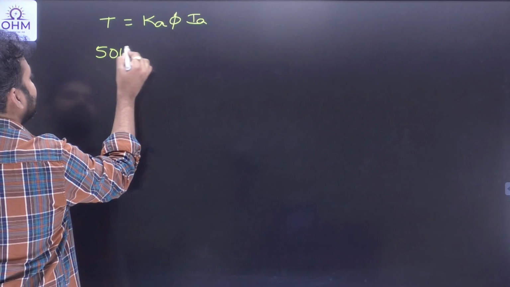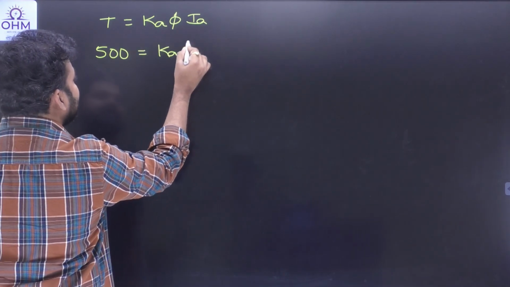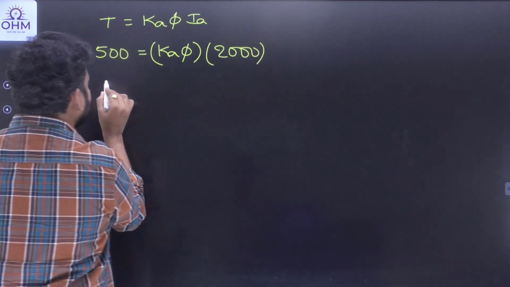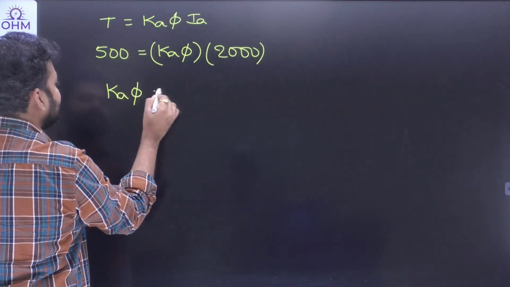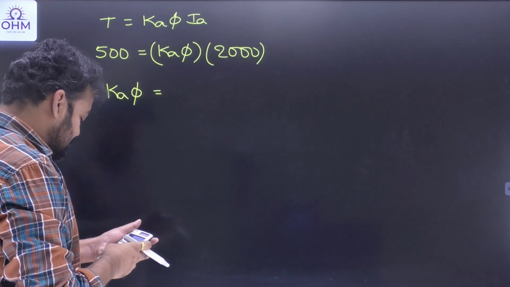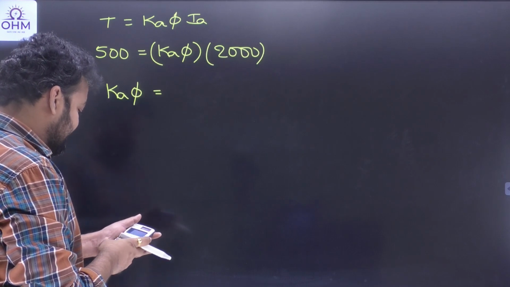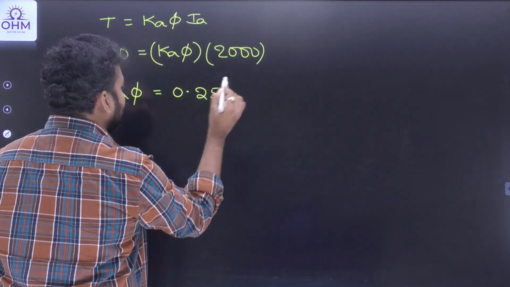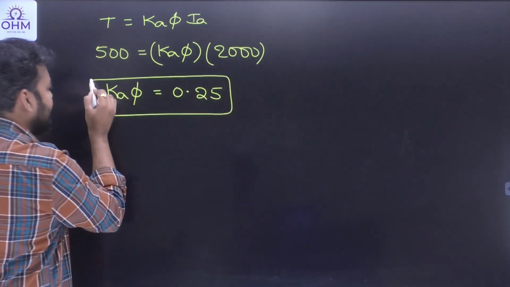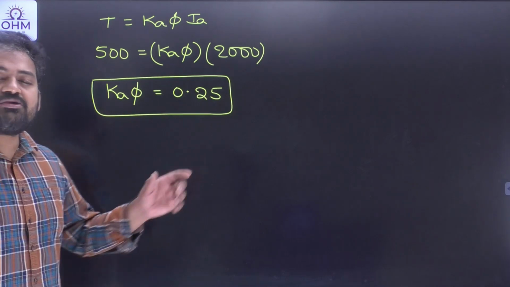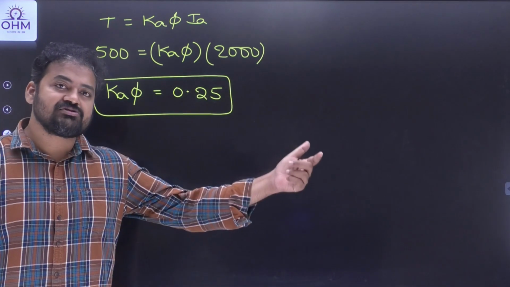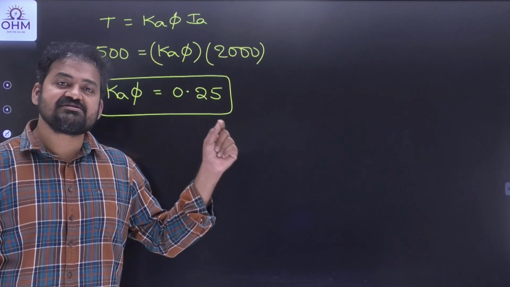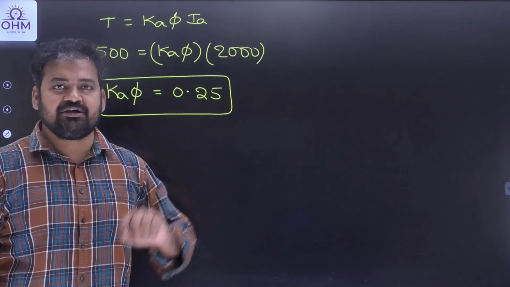Torque is 500 Newton meter. I don't know what the Ka phi value is. Current is 2000 ampere. So can you separate Ka phi from here? Yes. Now Ka phi is equal to 500 divided by 2000, that is 0.25. This is the value of Ka phi I got from the first case, and can I use the same Ka phi in the next case also? Yes. Why? Because flux is constant in this motor since the motor is separately excited.